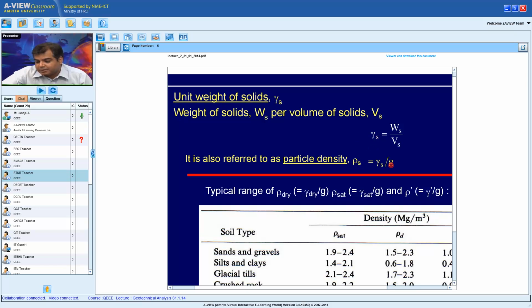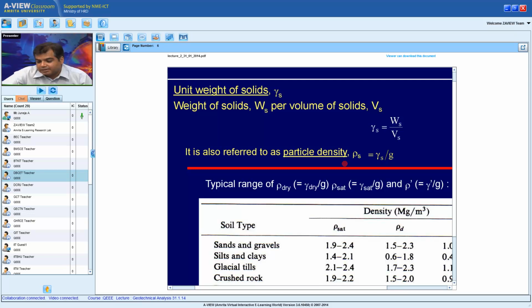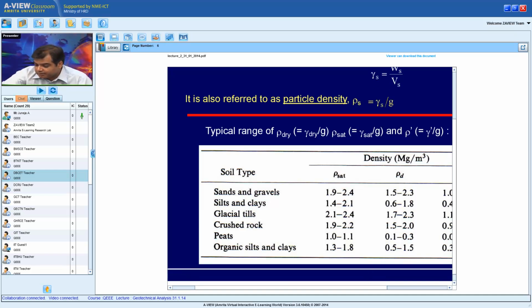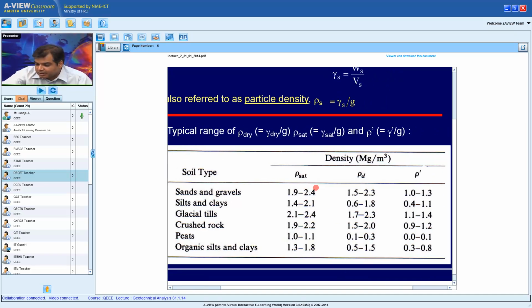If I divide this gamma solid by g, it gives me a value in CGS unit. This CGS unit is also particle density. But we are more familiar with this value being the specific gravity. Remember, when we write specific gravity, the value is just the same as particle density. However, the units of specific gravity are not written, because we'll come to the definition of specific gravity in a while.